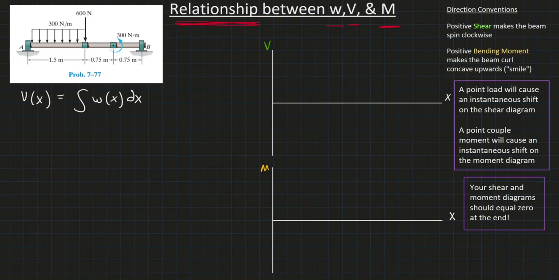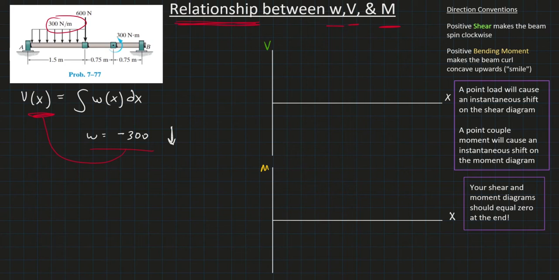So remember, W is the distributed loading intensity. So for that one, that'd be really easy. That would just be W is equal to 300. And of course, it would be negative 300 because this W is acting downwards. So we would basically integrate this, and that would be our shear equation.